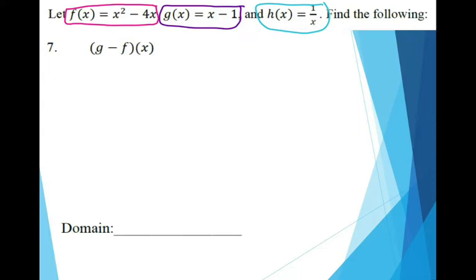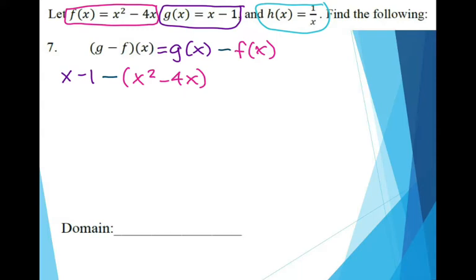So the first question says to find g minus f of x. So I'm going to take my g function. Another way to write this is just g of x minus f of x. I'm going to color coordinate a lot for this since we're looking at several functions. So essentially I want to take my purple function minus my pink function. So my purple function is x minus 1 minus my pink function, which is x squared minus 4x.